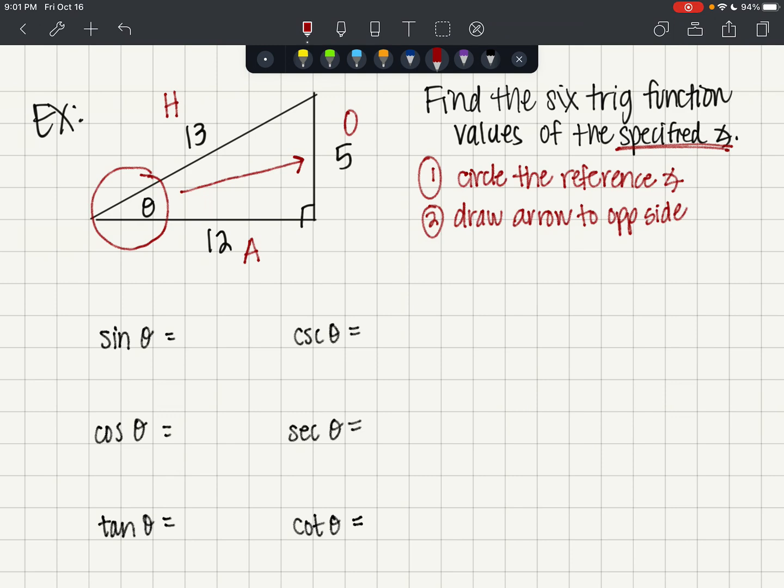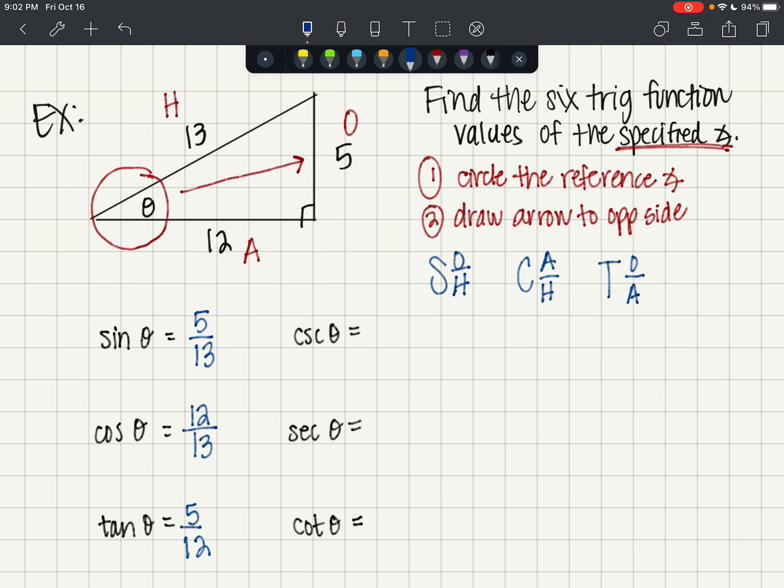Now the sine of theta is the ratio of the opposite over the hypotenuse. So the opposite is 5 and the hypotenuse is 13. The cosine of theta is the adjacent side, which is 12, over the hypotenuse, which is 13. And the tangent of theta is the opposite side of 5 over the adjacent side of 12.